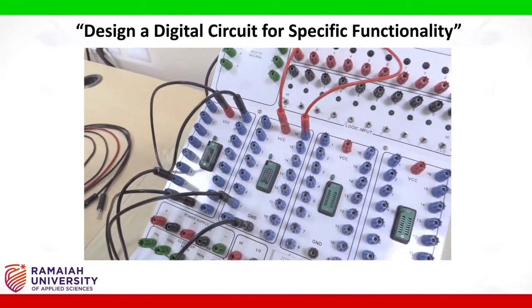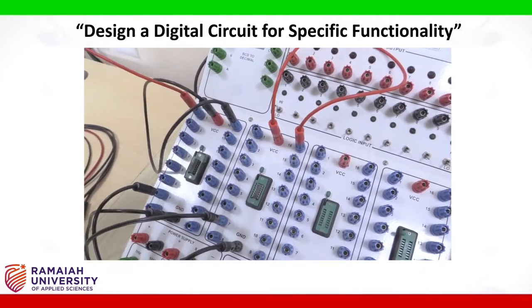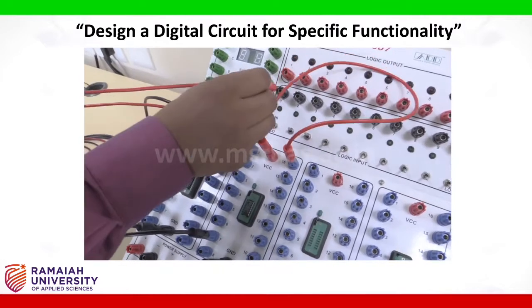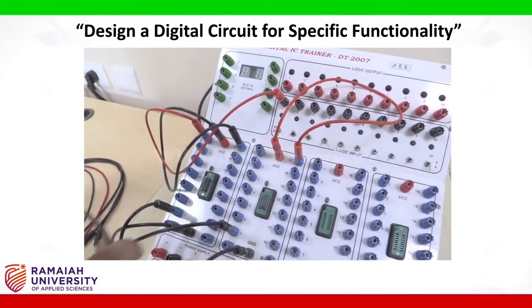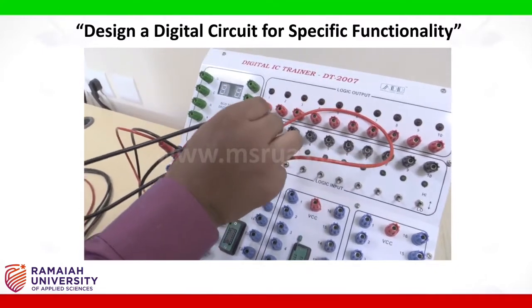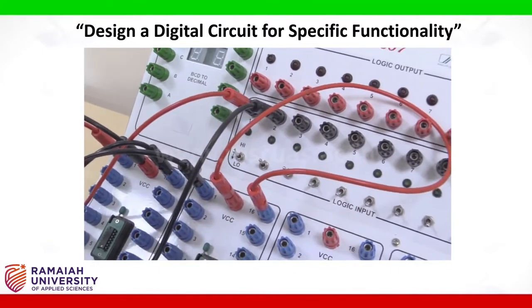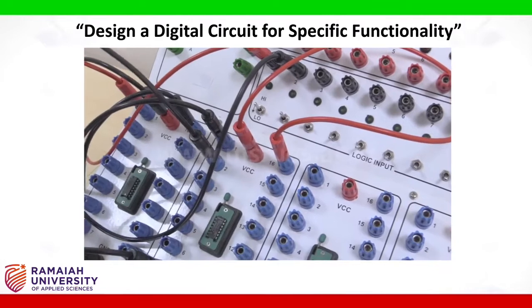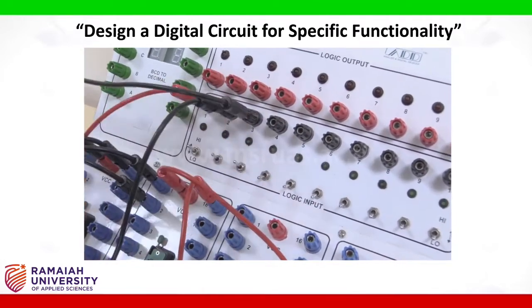So pin number 1 of 7408 IC is considered as B input. Pin number 1 of OR gate is considered as C input. Pin number 2 of OR gate is considered as D input. I am connecting to the input knob.